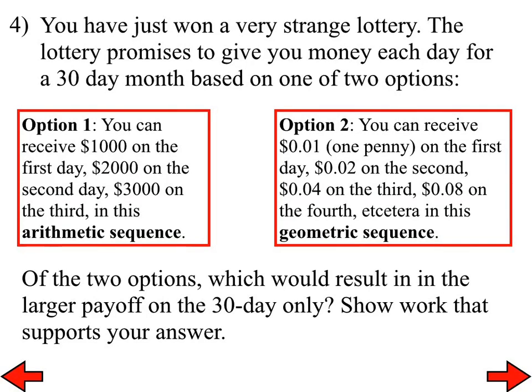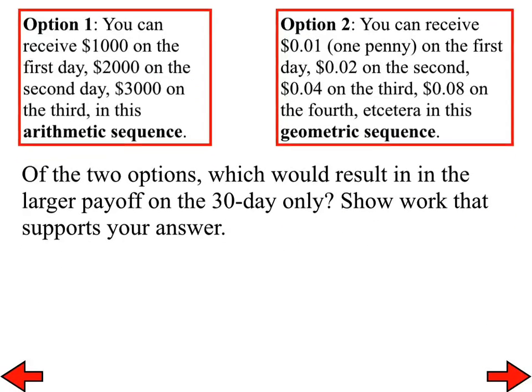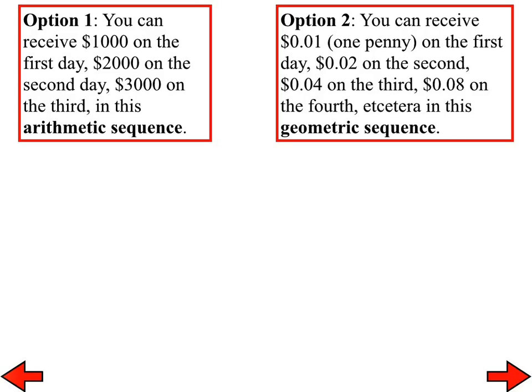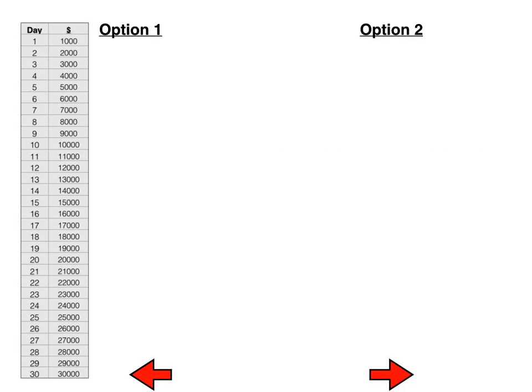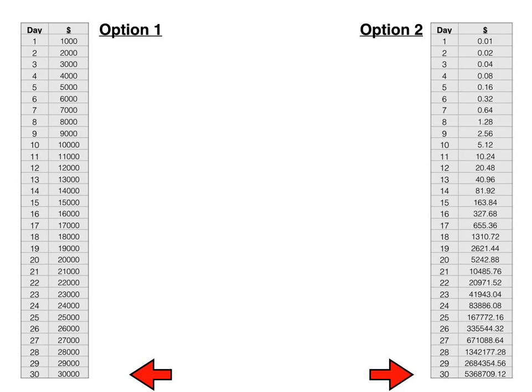All right, so what we're trying to do once again is figure out which one has the larger payoff on the 30th day only. Option 1 obviously is $30,000, but option 2, as we will see right here, is a very large number. And I had to go really small font, but it looks like it is $5,368,709.12. So they're not even close to one another.